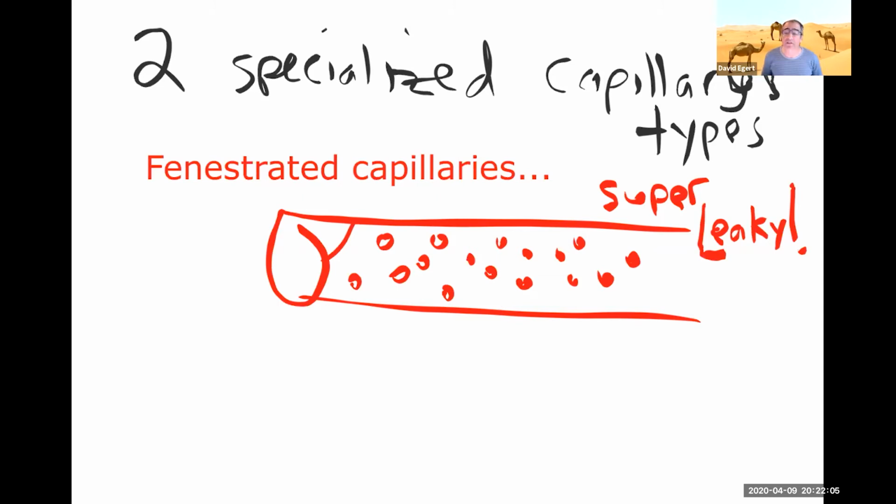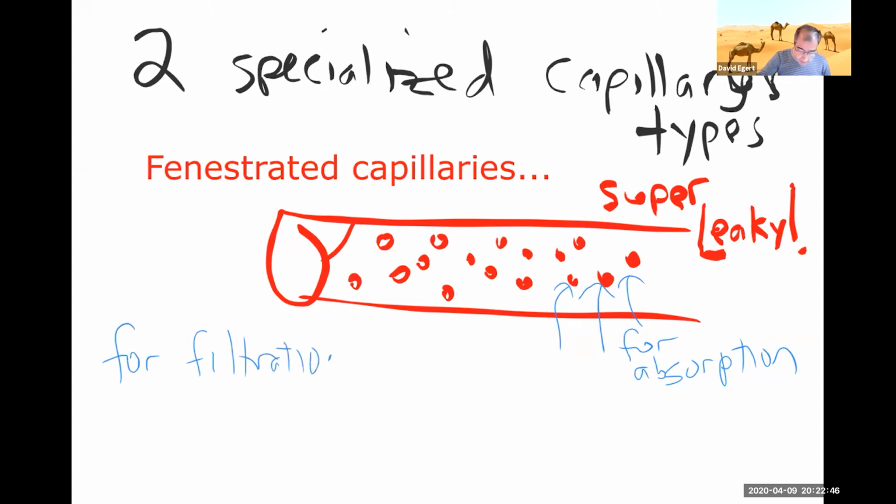We find these in two different kinds of cases. One is if we have to really absorb a lot of stuff. Let's say this is in one of your endocrine glands, where the whole job is to be dumping hormones into your bloodstream to distribute to your system, or in your digestive tract, where the whole point is to be absorbing all these nutrients. So these can be useful for absorption. Or they can also be used for filtration.